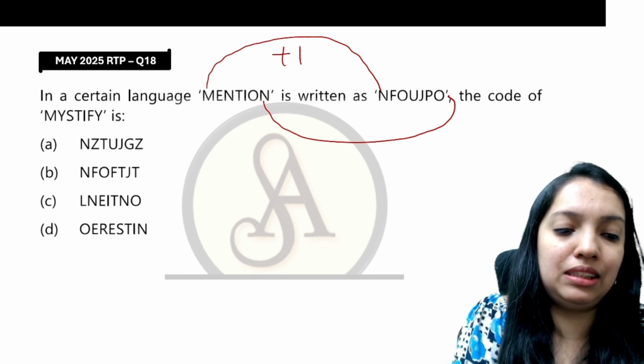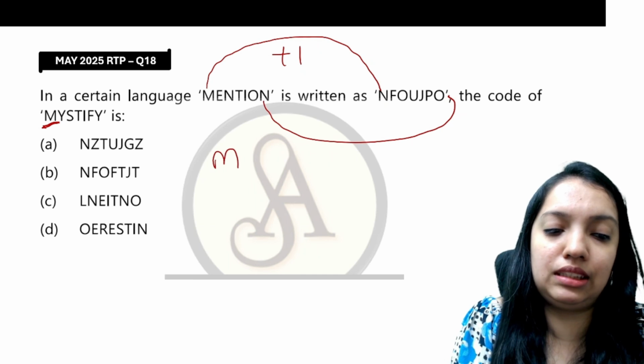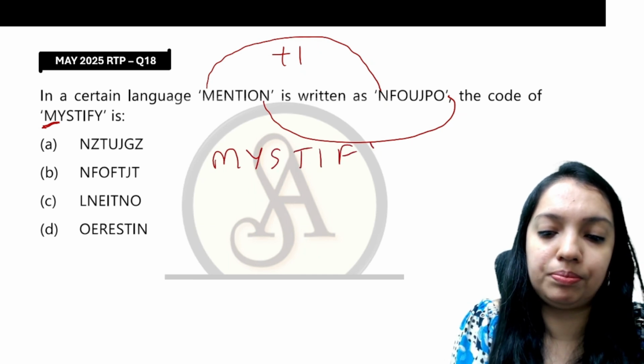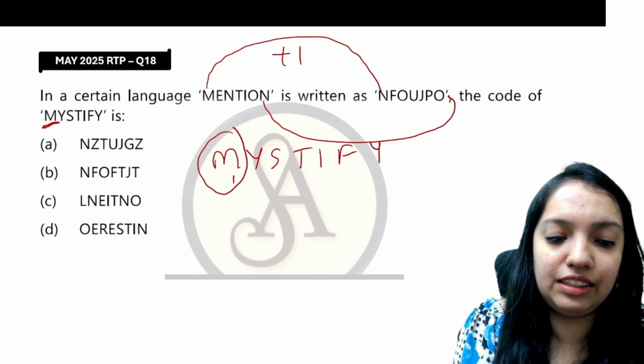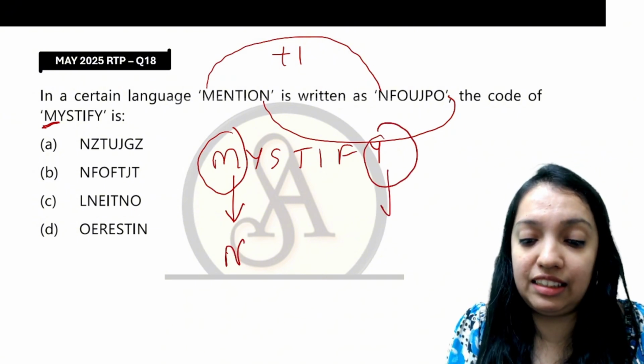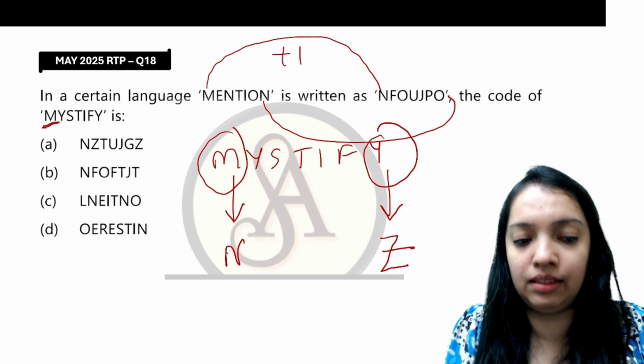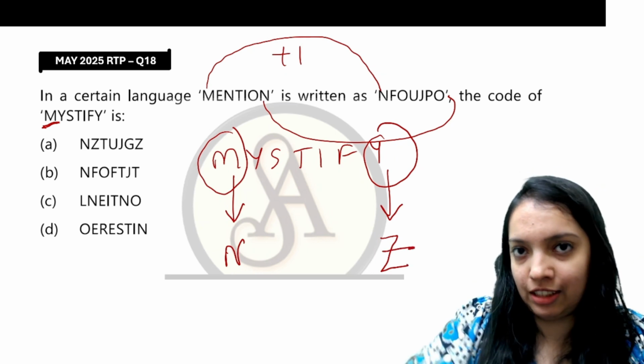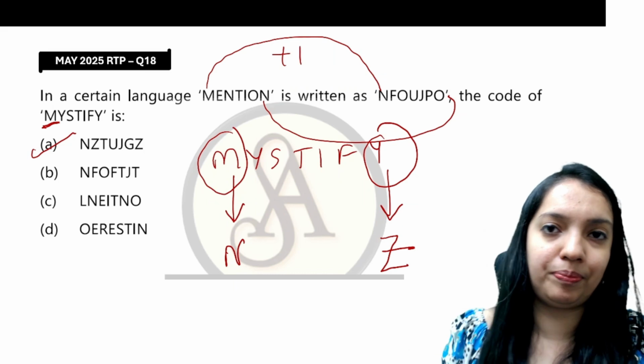So when I say mystify, M, mystify, just check the last letter of this, the next letter will be N, or the last letter's next letter is going to be Z. The only option which starts with N and ends with Z is option A.